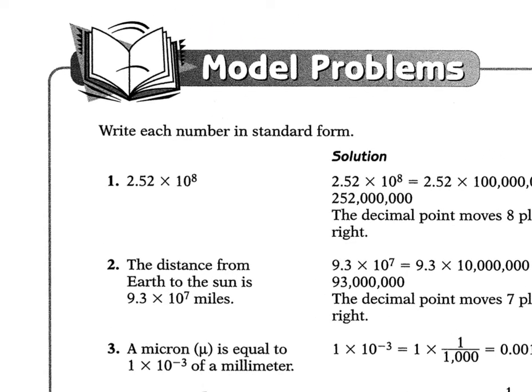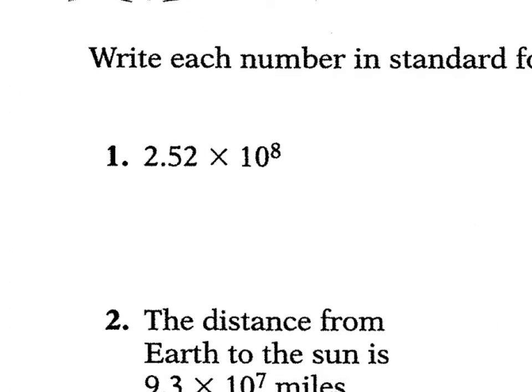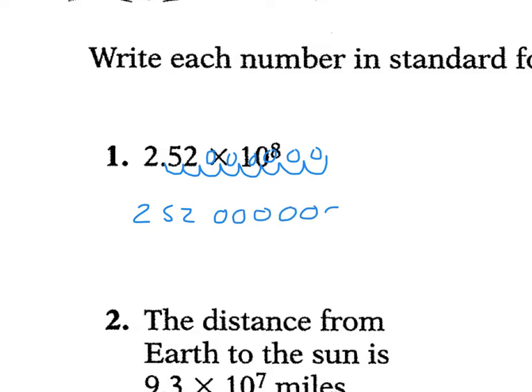For number 1 in our examples here, we are going to move our decimal 8 places to the right. So we have 1, 2, 3, 4, 5, 6, 7, 8, and now we can just fill all these in with zeros. So we have 2, 5, 2, and then we have 6 zeros. 1, 2, 3, 4, 5, 6, and we're going to put our comma after every 3 terms. So we have 252 million here.